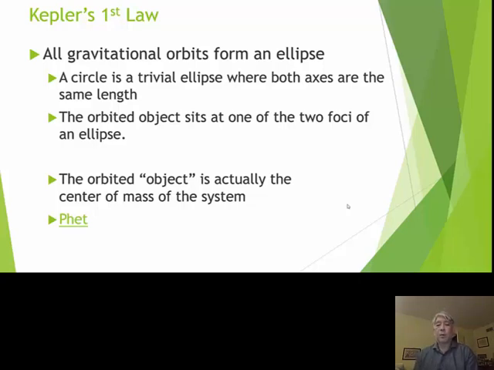But it's important to remember that both objects, both the orbited object and the orbiting object, actually orbit the center of mass. For most of the situations that we'll encounter, though, the orbited object is so much more massive that its center of mass is effectively in the object itself.